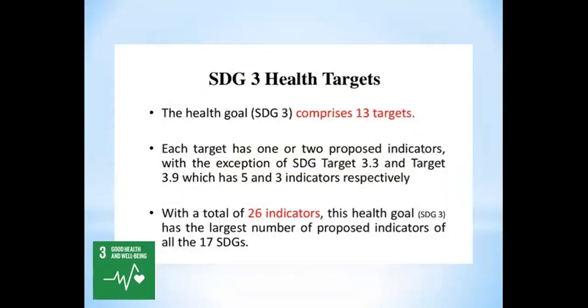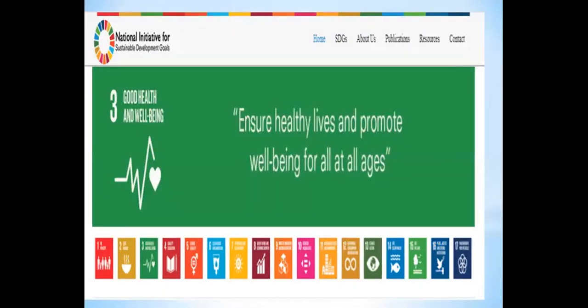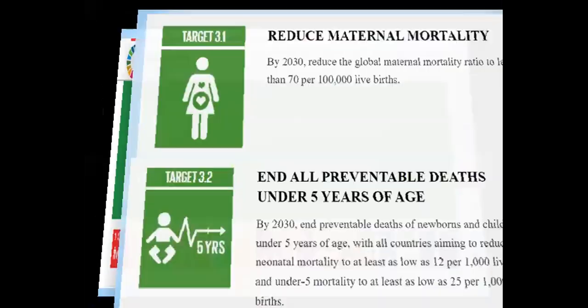SDG3 targets. The goal consists of 13 targets. Each target has one or two proposed indicators, with the exception of targets 3.3 and 3.9, which have 3 to 5 indicators. With a total of 26 indicators, this health goal, SDG3, has the largest number of proposed indicators of all the 17 SDGs. It ensures healthy lives and promotes well-being for all at all ages.